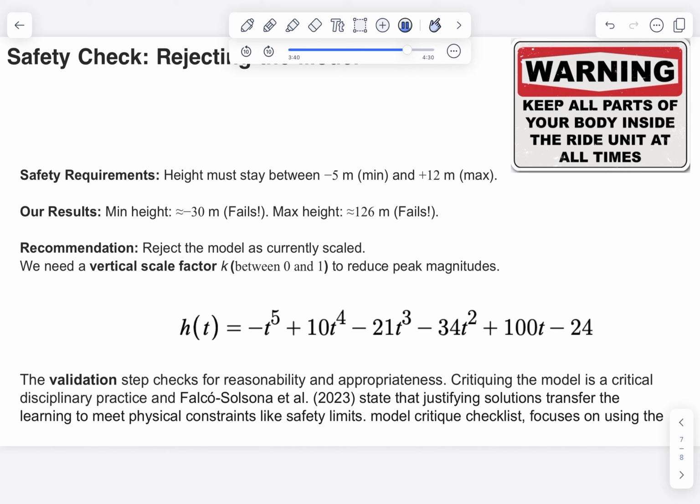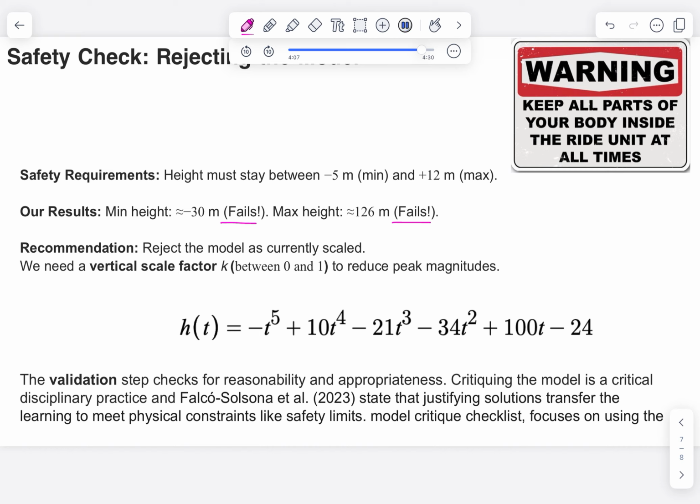We have reached the final and most critical stage of modeling. Validation. Our safety rules require the track to stay between -5 meters below ground and +12 meters above ground. Does our model comply? No. It drops 30 meters below the limit and peaks at 126 meters. Our mathematical results show this design is unsafe. We must reject the model.